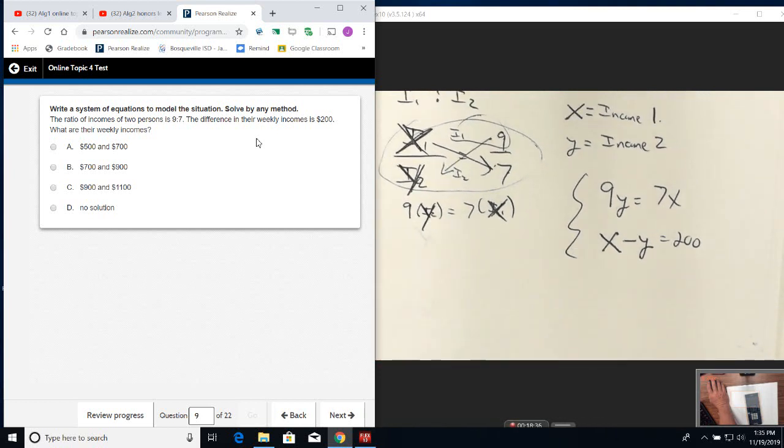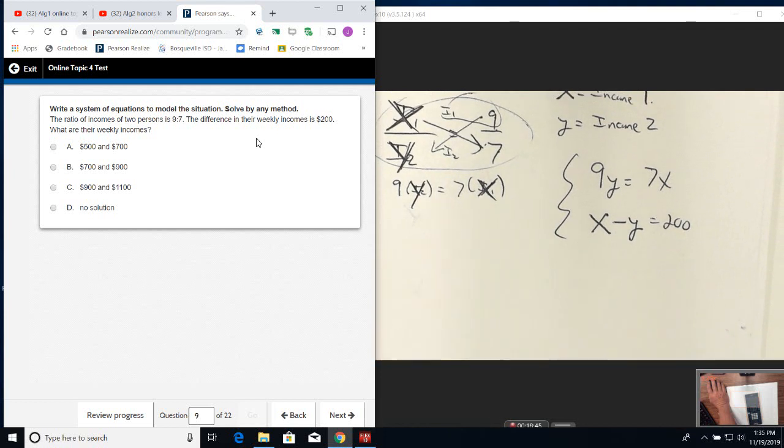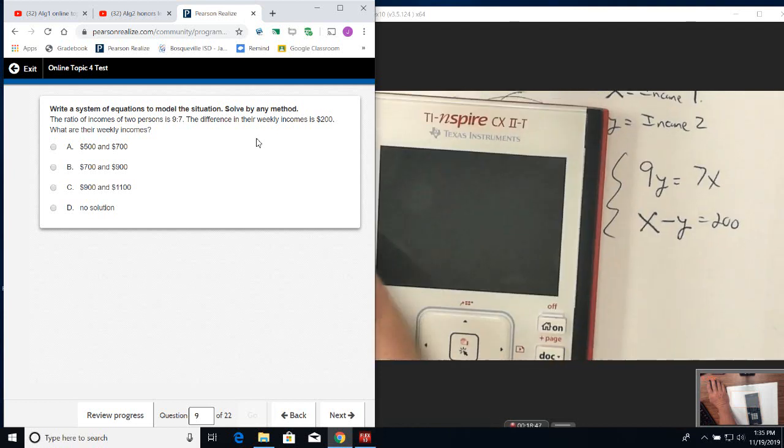Y'all want to see this done any other way? How do you want to see it done? Graphing, substitution, or elimination? Y'all are going to have to do that on your test. It doesn't matter which. Graphing? So to graph it, it's real easy.